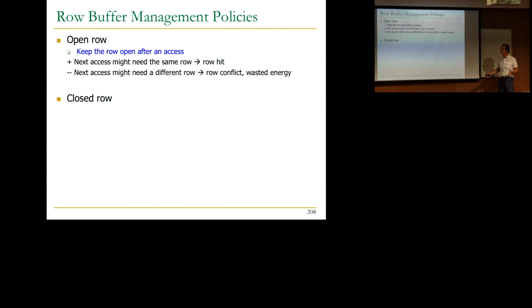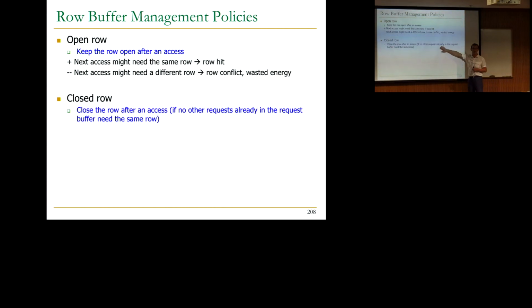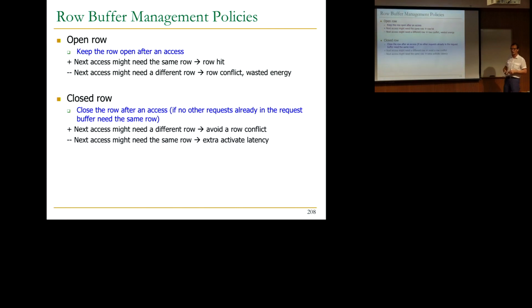Closed row policy, in the very strict form, whenever you do a read to a row, you precharge it immediately. That's very strict. That doesn't even take into account whether there is a request outstanding in the request buffer to the same row. So a less strict form of the closed row policy is to close the row after an access if no other requests are already in the request buffer to the same row. Makes sense, but of course, if the next access needs a different row, that's good because you already avoided the row conflict.